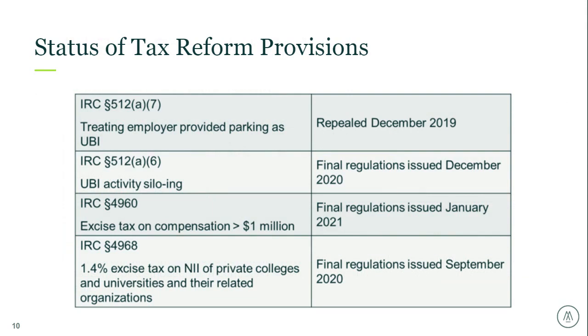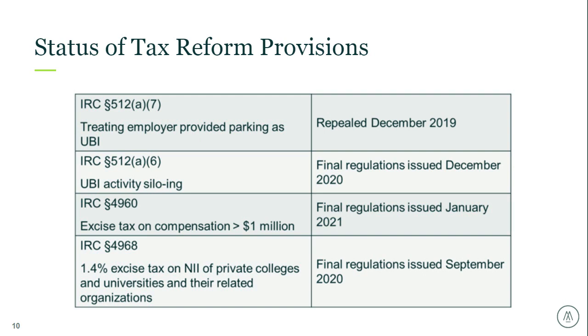So as many of you already know by now, there were a lot of provisions that came out of the Tax Cuts and Jobs Act of 2017, aka the tax reform, that affected the not-for-profit world. Over the last few years, we saw a lot of movement on these provisions in terms of regulations issued. So final regulations have been issued on the UBI silo rules, the excise tax on compensation over $1 million, and the excise tax on net investment income of private colleges and universities.